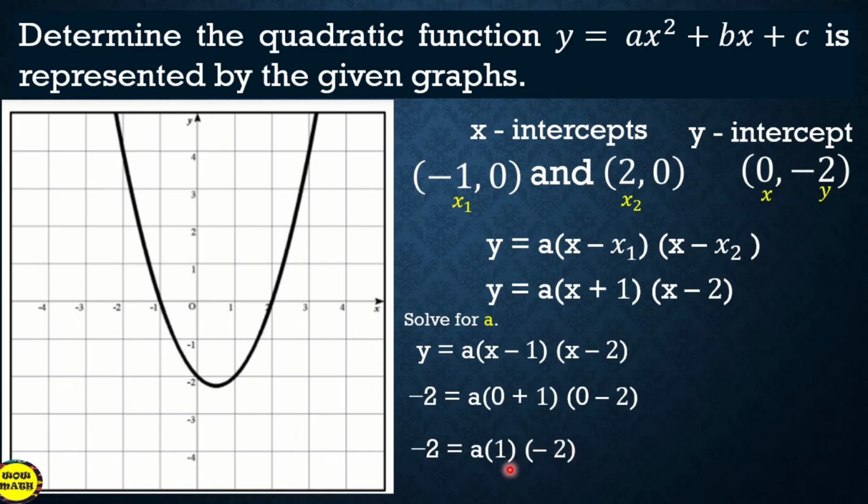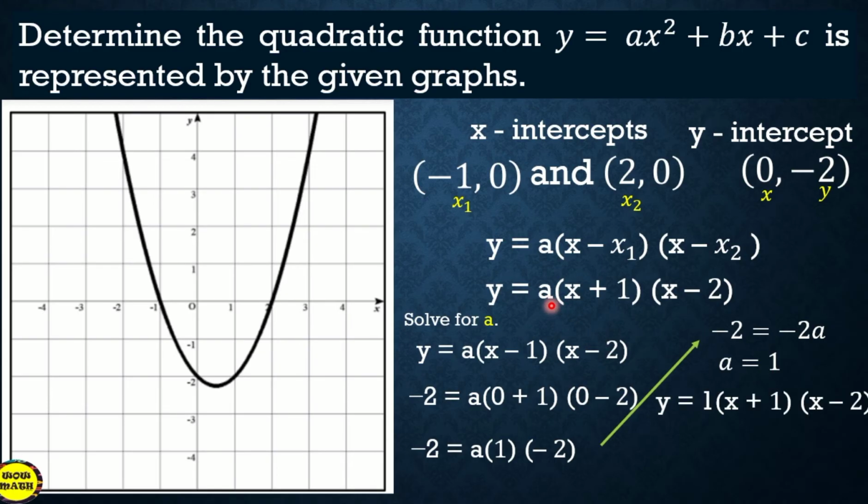And then multiply 1 times negative 2, that is negative 2, times a, that is negative 2a. So, how to solve a? Divide both sides by negative 2. So, a is equal to positive 1. So, ibig sabihin, the value of a here is 1.